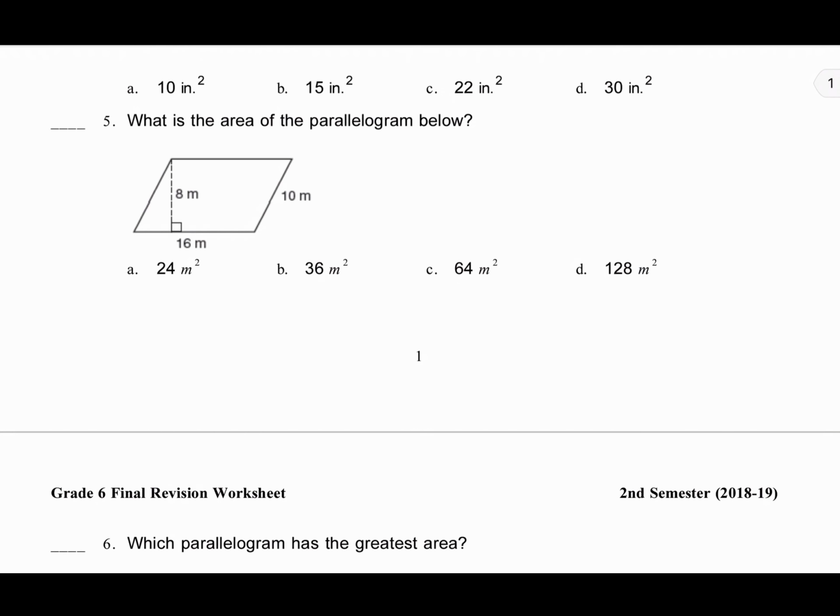Next question. What is the area of the parallelogram below? As we know, area of parallelogram equals base times height. So the base here is 16 and the height is 8. So 16 times 8 equals 128. The answer is D.